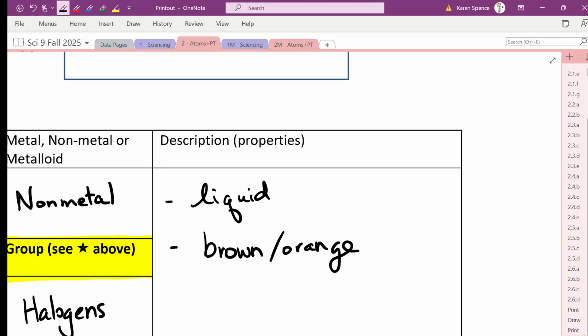Wait, it's allowed in school. No, mercury is not allowed in schools. We've had it all removed.